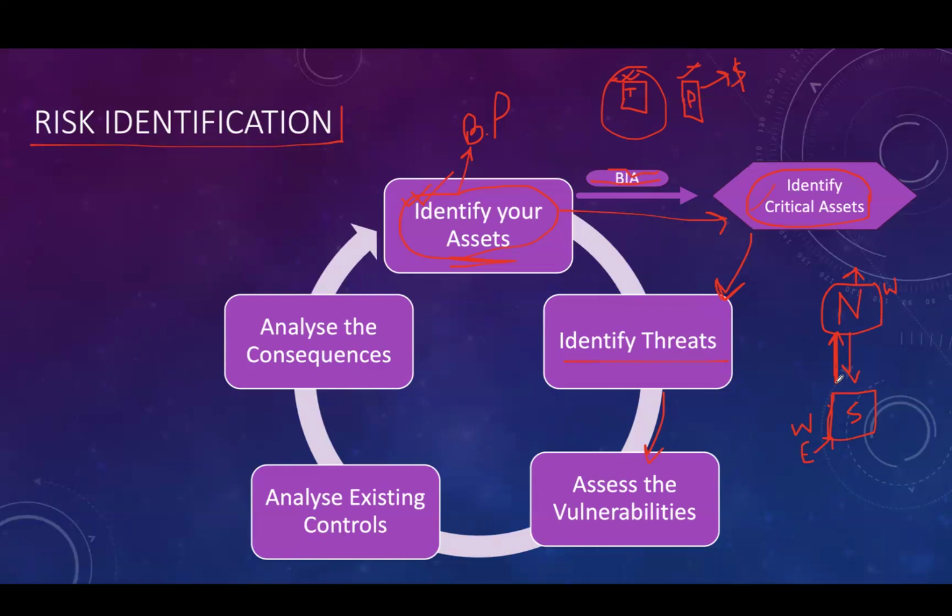Vulnerabilities can also be environmental. Like this server is in a zone where it always rains. Most of the time it gets flooded throughout the year, twice or thrice. So there is always a weakness that water can get inside the data center and harm our server and the data.